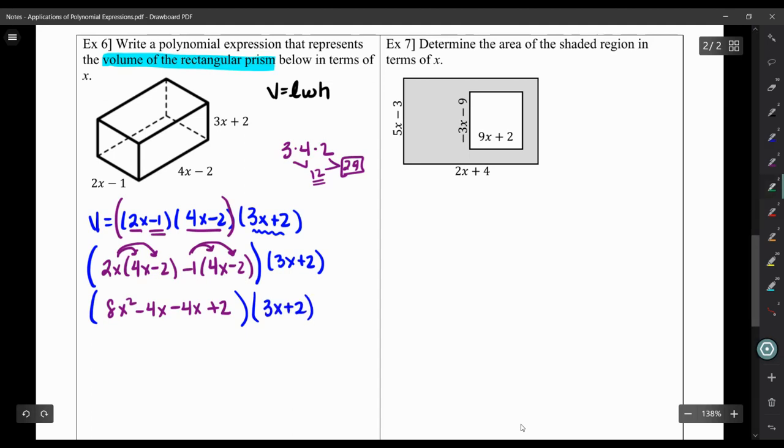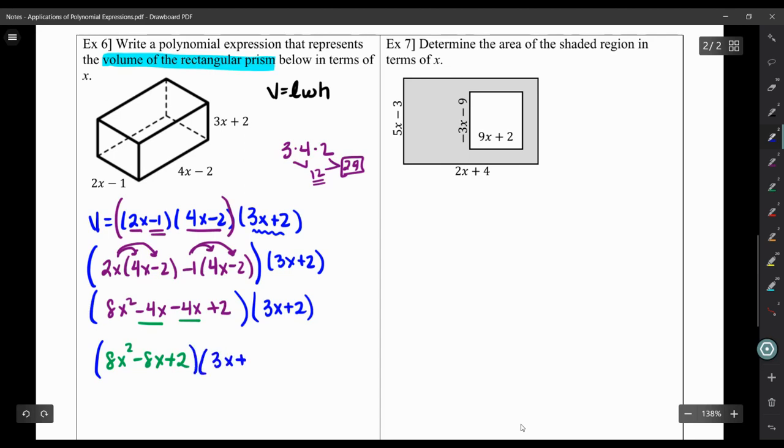Now, before you actually multiply again, let's do some combining on the first one. I can combine negative 4x and negative 4x to make negative 8x. And so this simplifies it just a little bit. And we still have that in parentheses, and we're still going to multiply 3x plus 2. So what we've done is we've basically multiplied 3 and 4, and we got 12. We multiplied these two together and got this as a result.